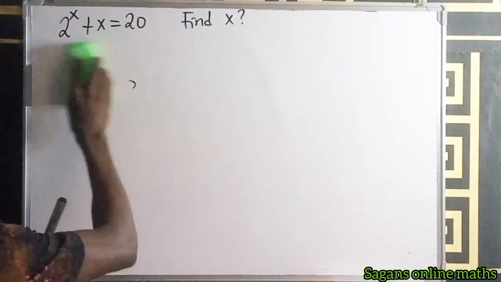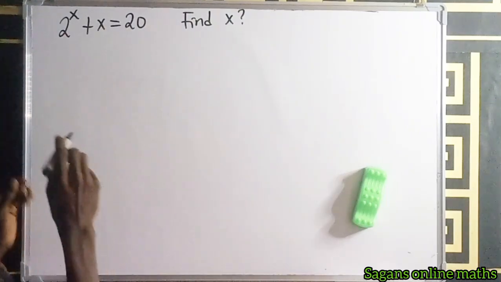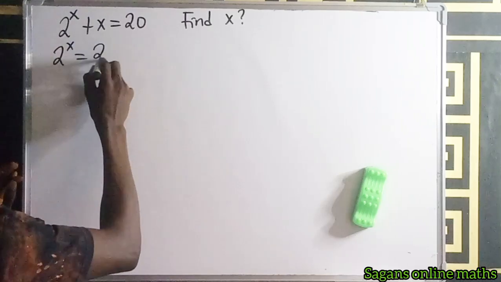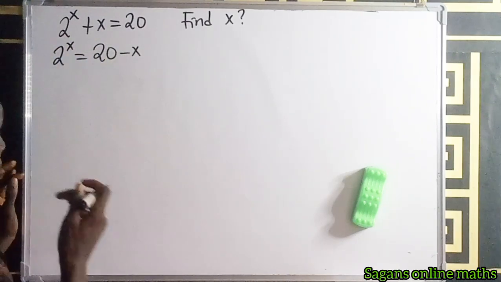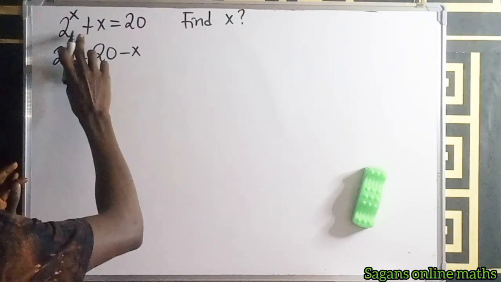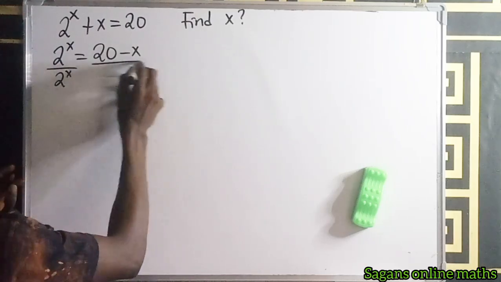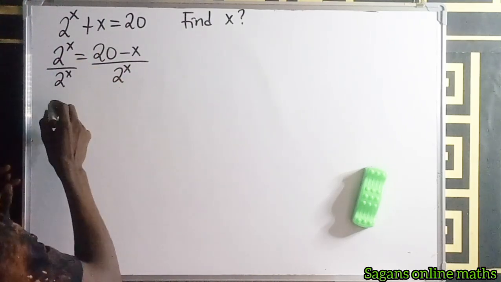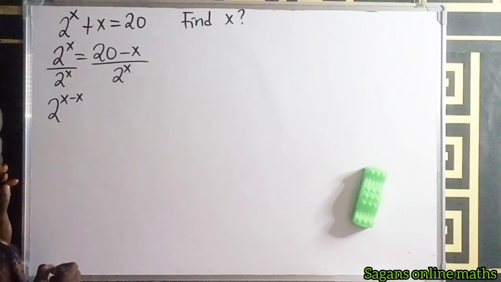Okay? Now what you have to do here is to subtract x from both sides. That's our first step. If we do that, we have 2 to the power of s is equal to 20 minus x, because we subtracted x from both sides. Our second step is to divide both sides by 2 to the power of x. So if we divide here by 2 to the power of x, and also divide the whole of this by 2 to the power of x, this divided by this will give us 2 to the power of s minus s, by obeying the properties of indices very well.